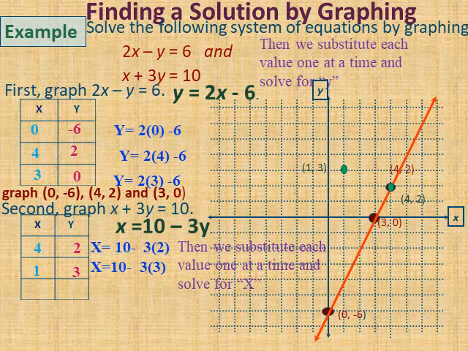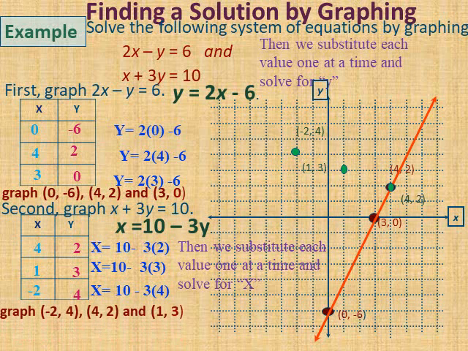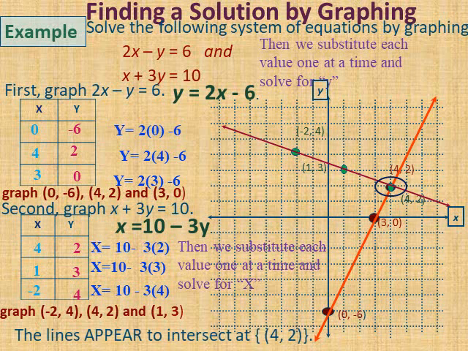Then try to find for y equal 4. 10 minus 3 times 4 means 10 minus 12. Finally, it will be negative 2, which means (-2, 4). Graph the 3 points, or graph the line which passes through them. Then find the point of intersection, which is (4, 2). So I can say that the solution set will be (4, 2).